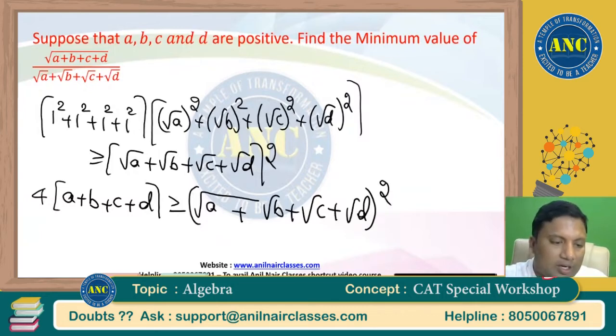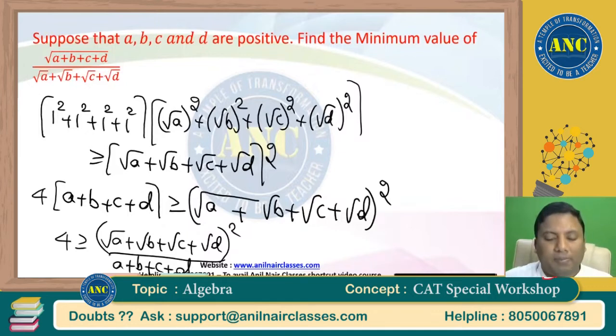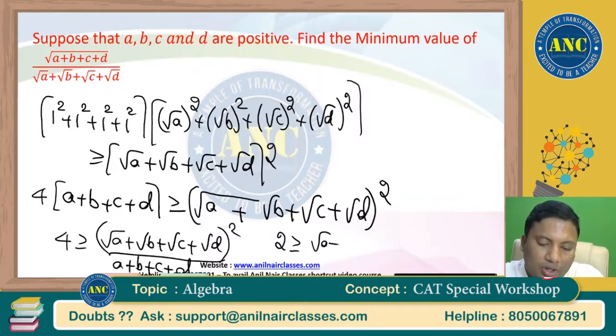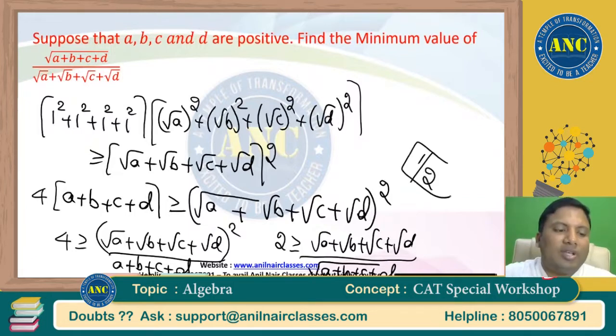So 4 is greater than or equal to (√a + √b + √c + √d) whole square divided by (a + b + c + d). If I apply the square root on both sides, 2 is greater than or equal to (√a + √b + √c + √d) divided by the square root of (a + b + c + d). So if I reverse it, I will get 1 by 2. I hope the idea is clear, right?